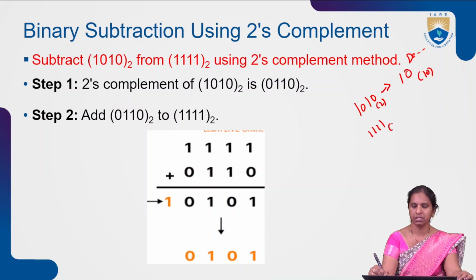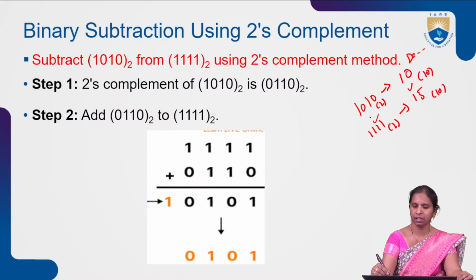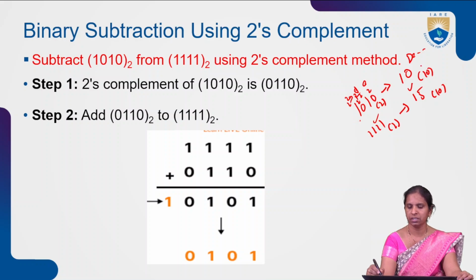And 1111, this is a binary number, and the equivalent decimal number is nothing but 15. So this is a binary number and this is a decimal number. How do you get it? Previously I have shown: see the carry, each digit position, then add. So 2 power 0 into 0 plus 2 power 1 into 1 plus 2 square into 0 plus 2 cube into 1. Then you are going to get 10.